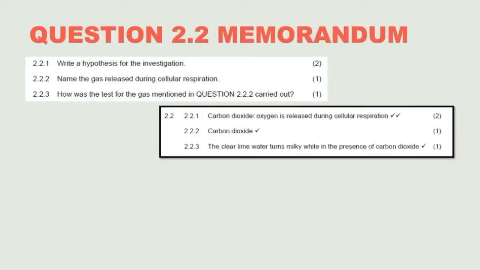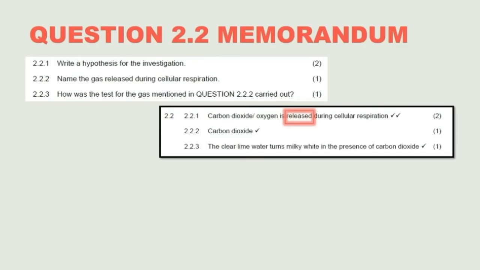So let's move over to the memorandum of question 2.2. So the first question was to write a hypothesis for your investigative question. So remember, you need to know what the experiment was about. And what we were testing is which gas is released during cellular respiration. So here you could have said that the gas that's released during cellular respiration is carbon dioxide, or you could have said oxygen. So for this question, there's no right and wrong. It just has to be based on the investigative question, or the investigation that we are performing. So you get 2 marks for giving that statement.